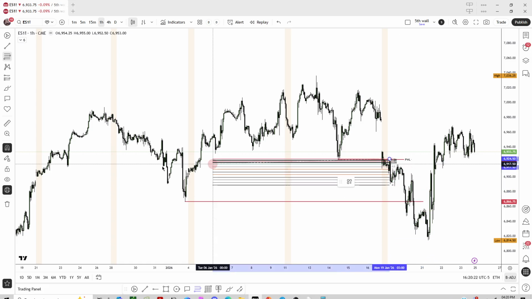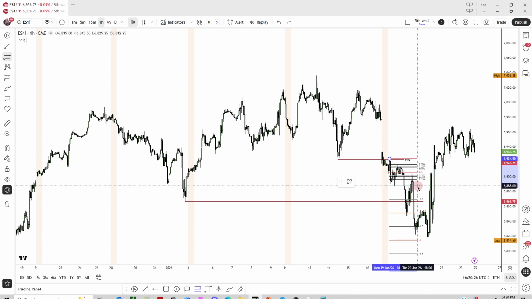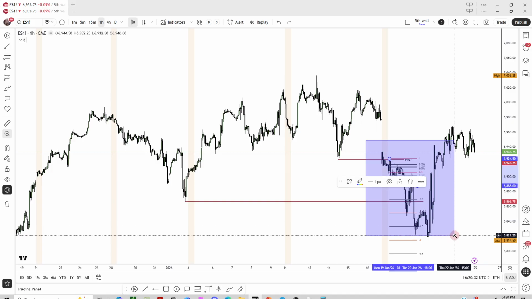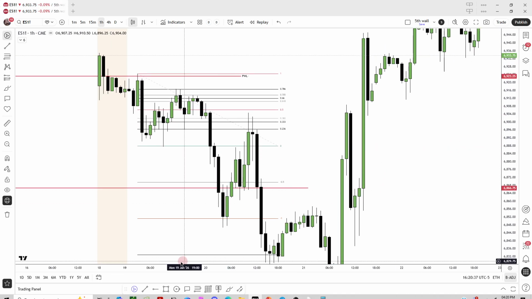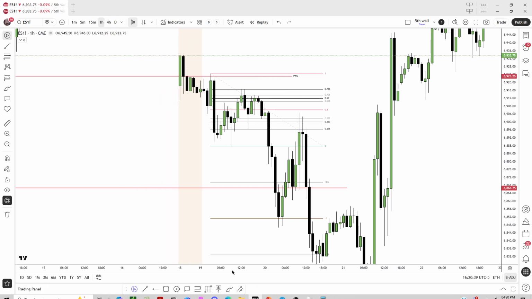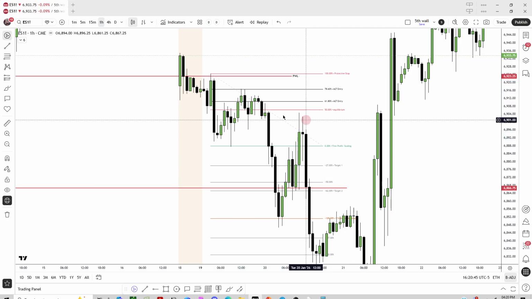Just turn that off, and then we can do, right. All right, so there you go. This is where your stop will go. This is optimal trade entry.